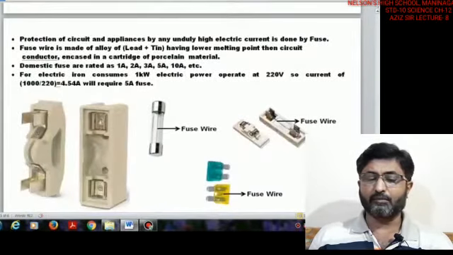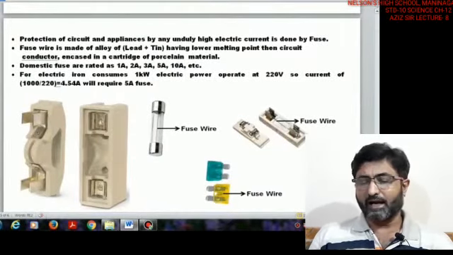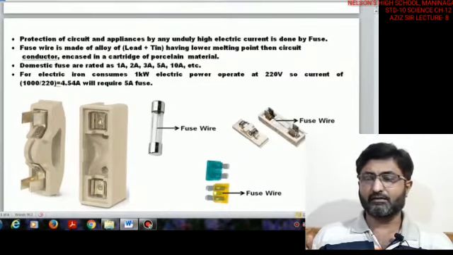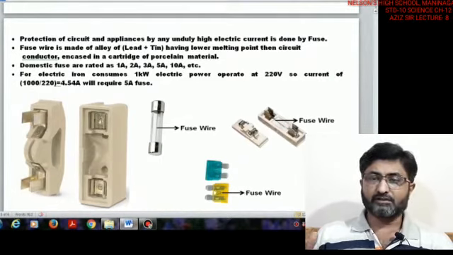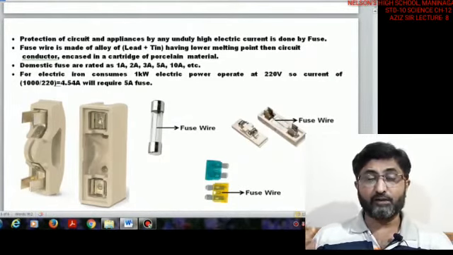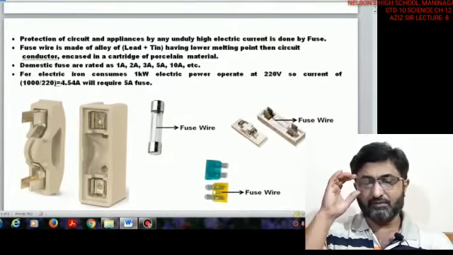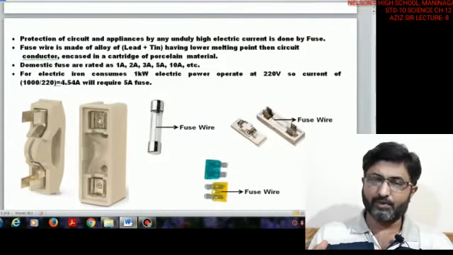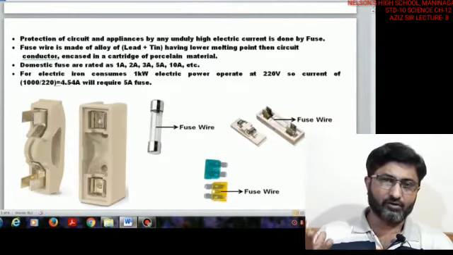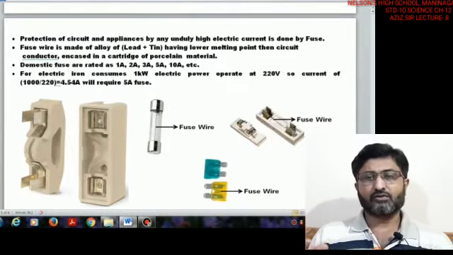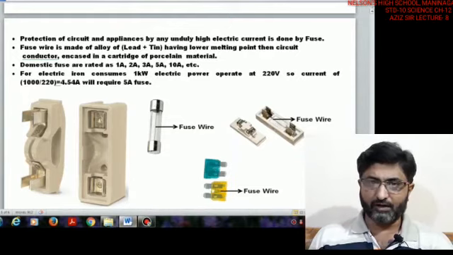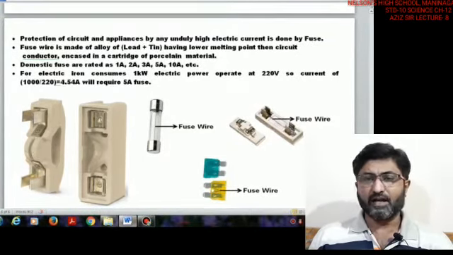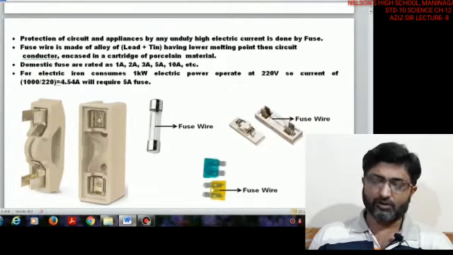The protection of the circuit and applications from unduly high electrical current is done by the fuse. That means the fuse is basically a solder which does not allow a high amount of current to flow, it melts down. The solder is the weakest point, I would say, in the entire circuit, where whenever the heat is dissipated, it does not withstand that much amount of heat and melts down easily. So the circuit is broken and no amount of current is passed. So we can save the instrument from getting damaged. Fine. So, or maybe short circuits.